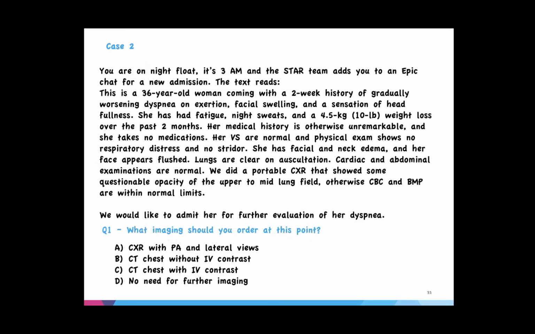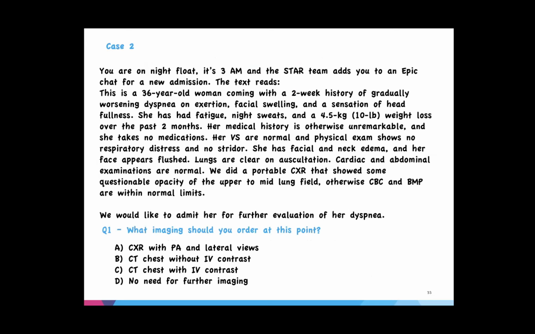Okay. Another patient. So you're doing the night float. It's 3 a.m. And the STAR team adds you to this Epic chat because there's a new admission. They say that there is a 36-year-old woman coming with a 2-week history of gradually worsening dyspnea on exertion, facial swelling, sensation of head fullness. She has had fatigue, night sweats, 4.5 kg weight loss over the past 2 months. Her medical history is otherwise unremarkable. She takes no medications. Her vital signs are normal.